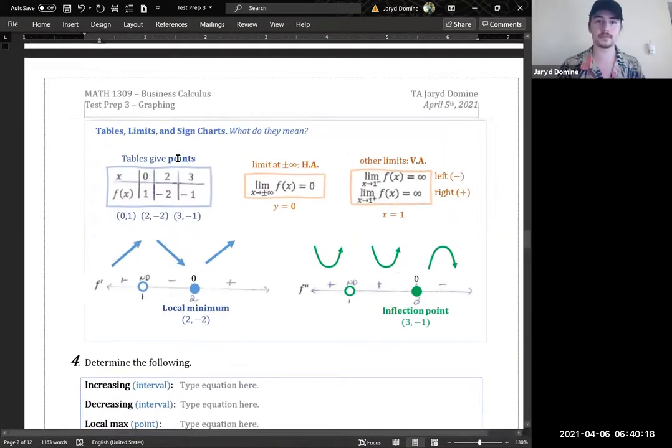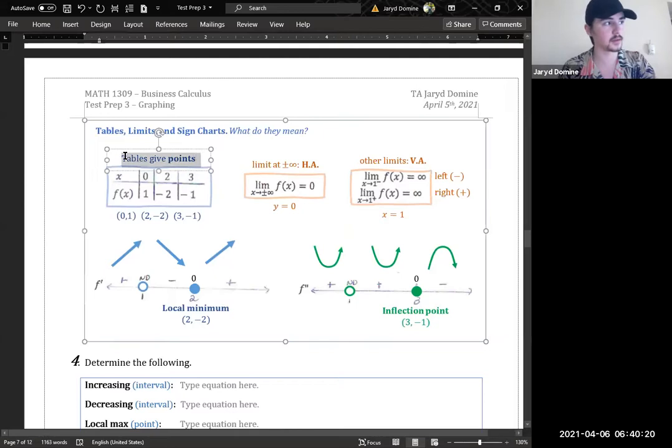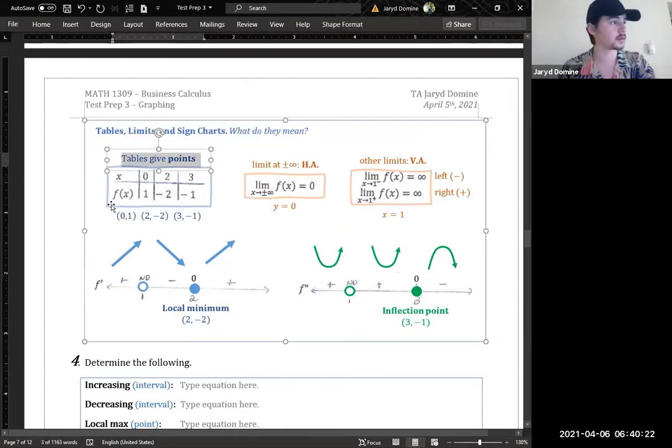So first off, the simplest thing is tables. Tables will give you points. If I have this table with x on top and f of x on the bottom, just look at each of these pairs. I have the point (0, 1). That's going to be on our curve. I have the points (2, -2) and (3, -1). So those are the 3 points that are going to be on our curve. Tables give us points.